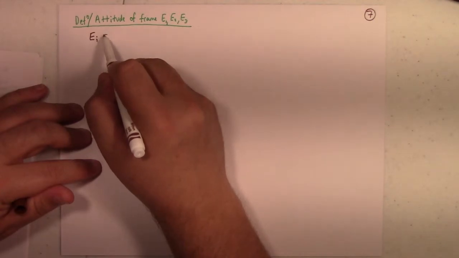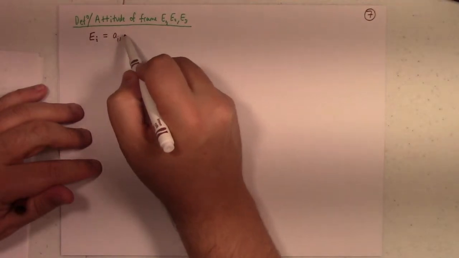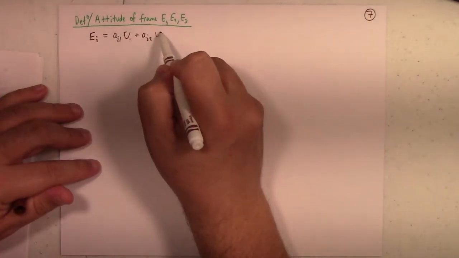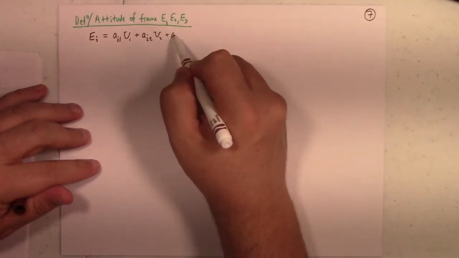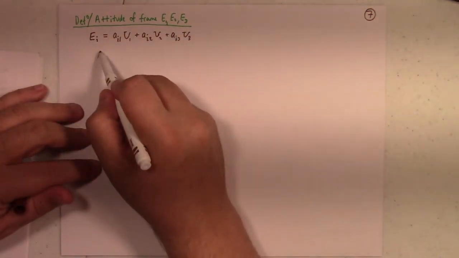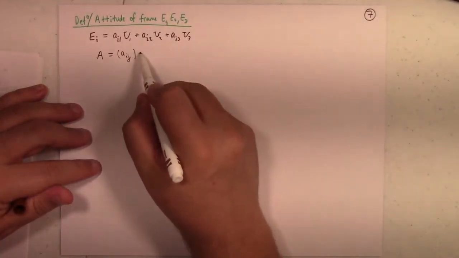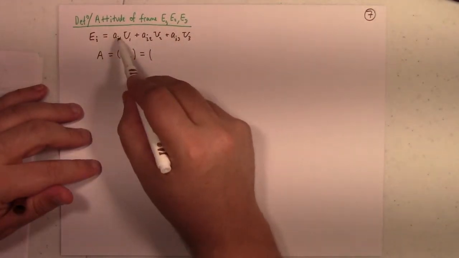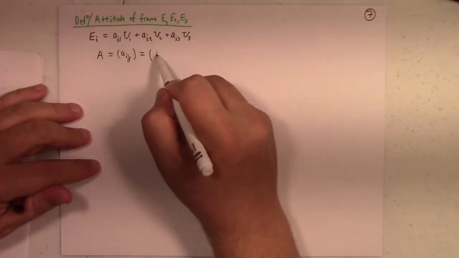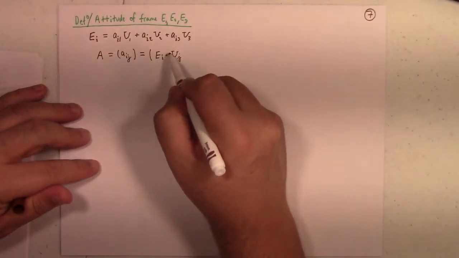E_i can be expressed as, this is by definition of course, a_i1 U1 plus a_i2 U2 plus a_i3 U3. This matrix A you could write as, I mean another equivalent way of saying this would be that A_ij is E_i dot U_j, right?